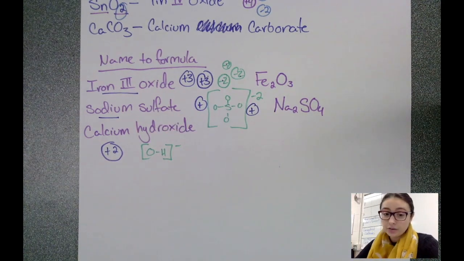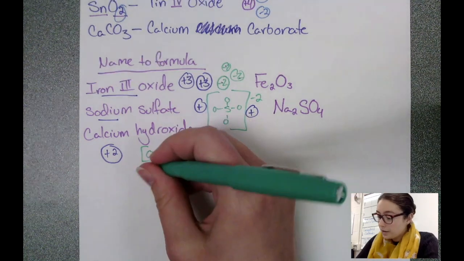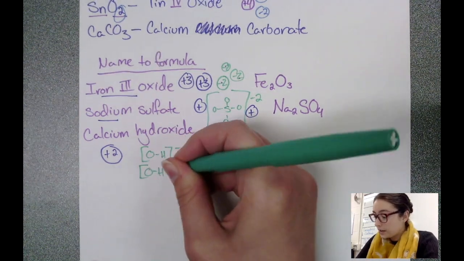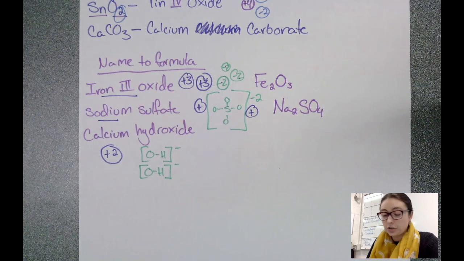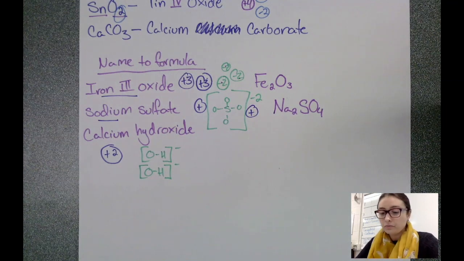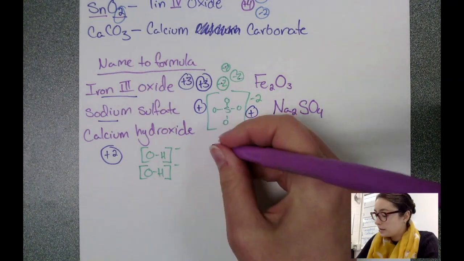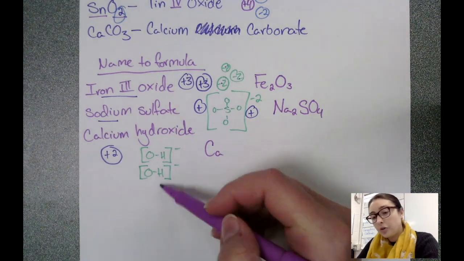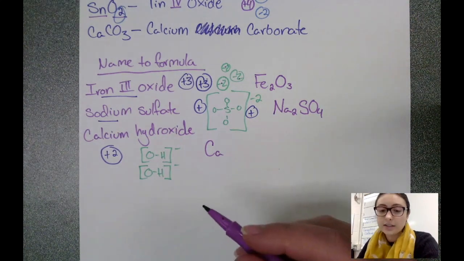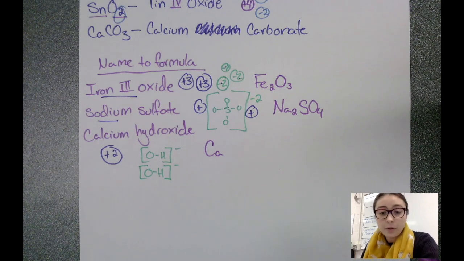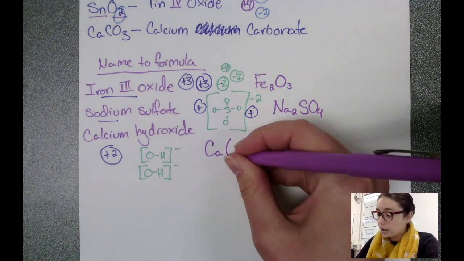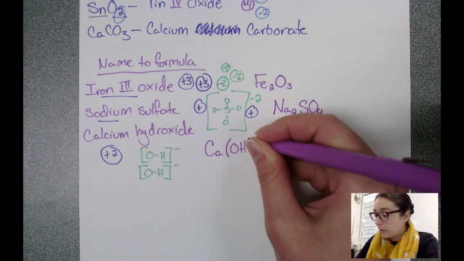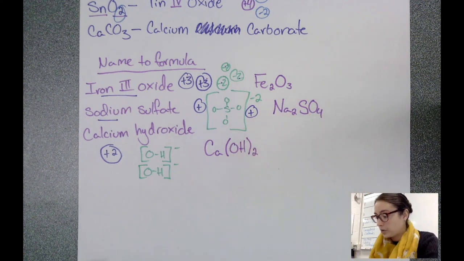Now this isn't neutral, right? We need another hydroxide, another hydrogen bonded to an oxygen with a negative charge. So when I write this, I'd have a Ca for calcium. Now I need to show that I have 2 hydroxide ions. Anytime you have multiple of a polyatomic ion, you need to put it in parentheses. So I need to put my OH in parentheses and then a 2 on the outside.